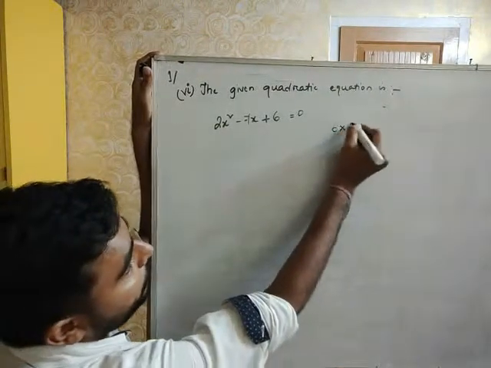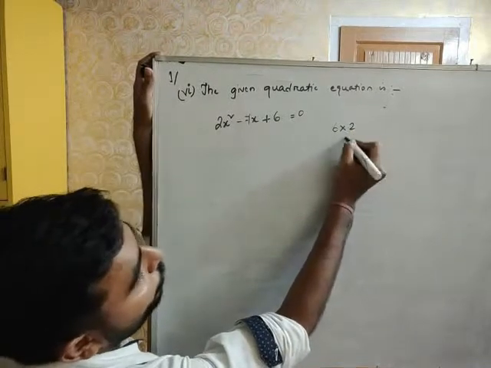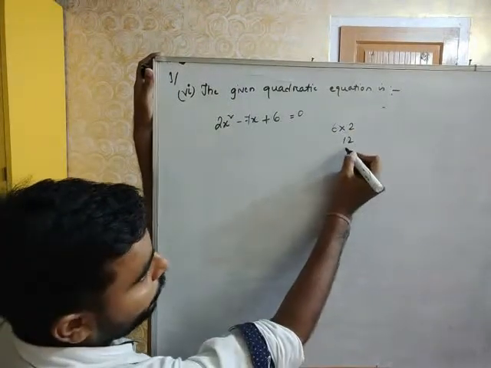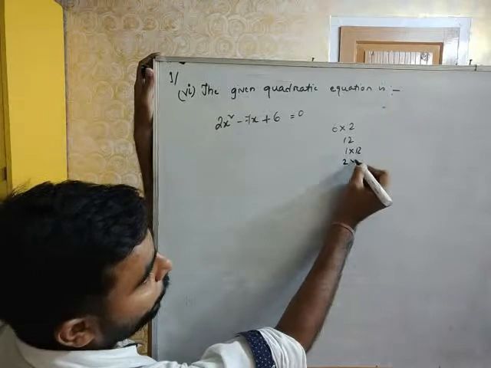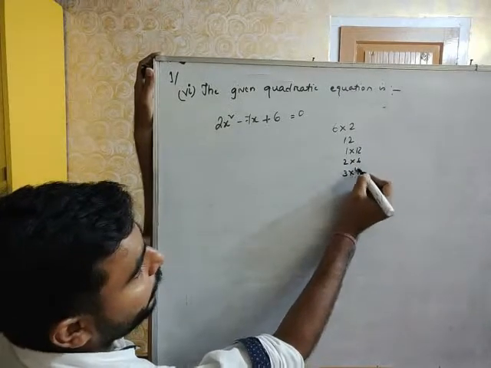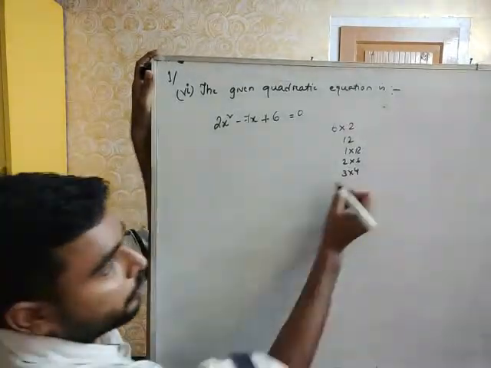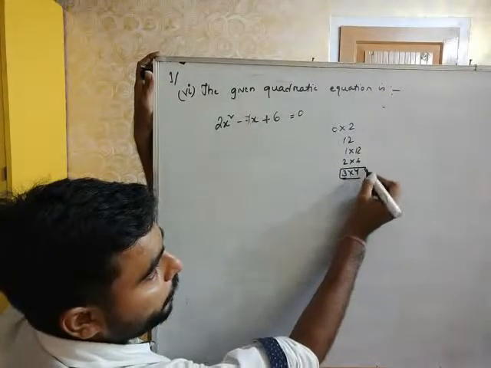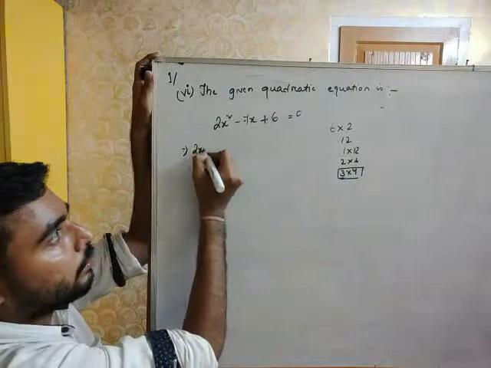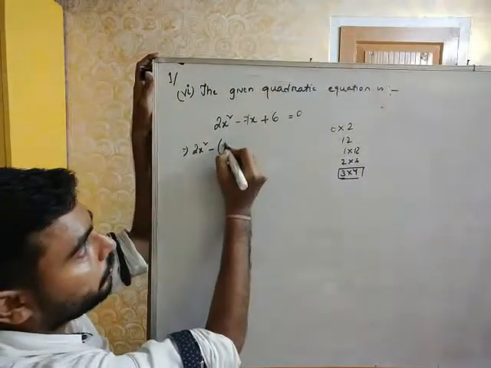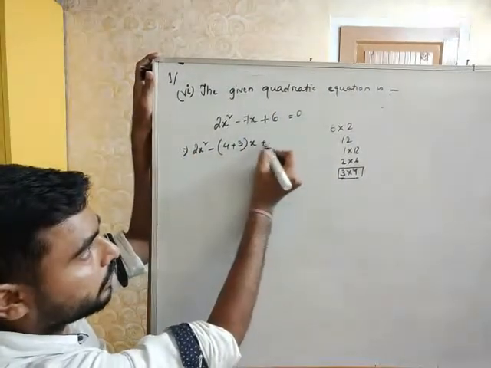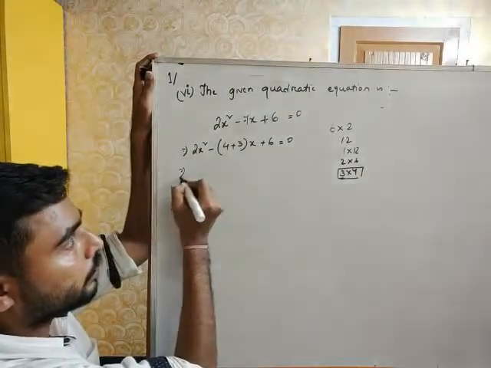Now, constant term is 6 and coefficient of x square is 2. 6 into 2 is 12. 12 can go 1 into 12, 2 into 6, 3 into 4. Now we need to add the factors of 12 to get what? 7. So 3 plus 4 gives 7. So this is how we will split the middle term: 2x square plus 4x plus 3x plus 6 is equal to 0.